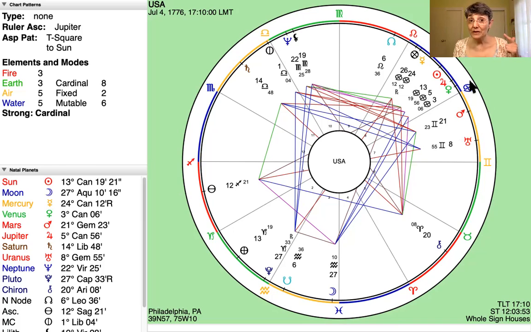And remember what I said, the chart has brought Cancer to prominence in the Washington, D.C. area. So all these planets will be very prominent on the first house of that chart, right?